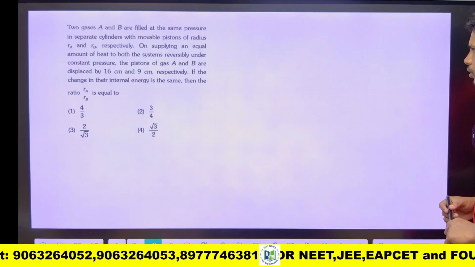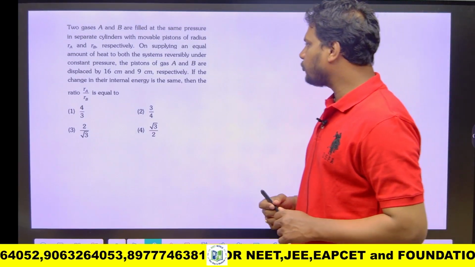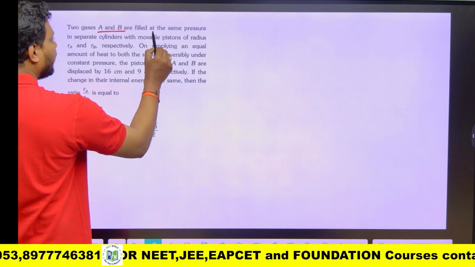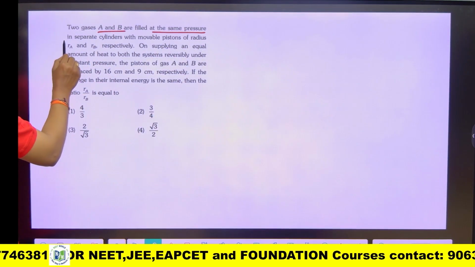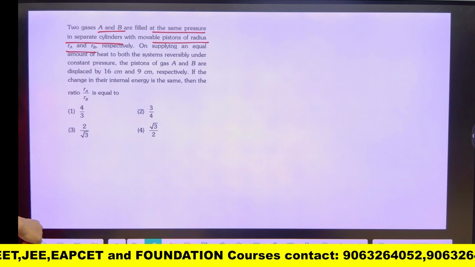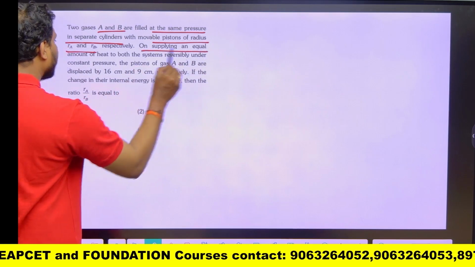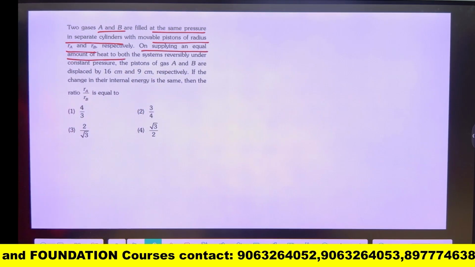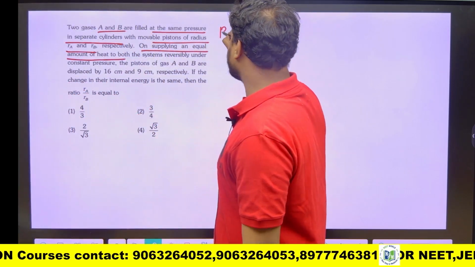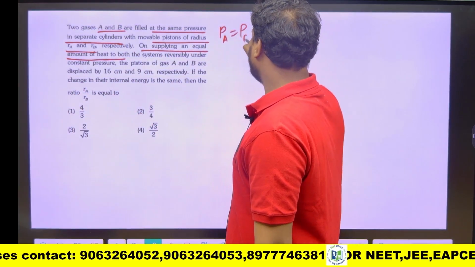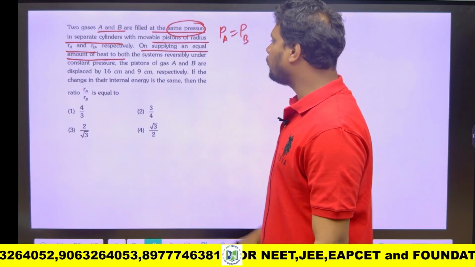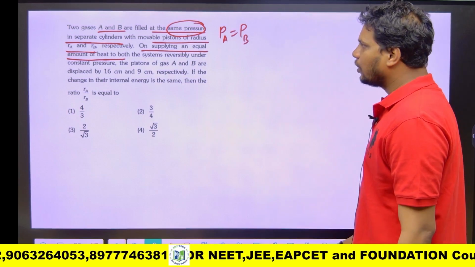The next question is from thermodynamics. Two gases A and B are filled at the same pressure in separate cylinders with movable pistons of radius RA and RB. On supplying an equal amount of heat energy. So we are supplying an equal amount of heat energy and the pressure of both the gases is also the same, PA is equal to PB.